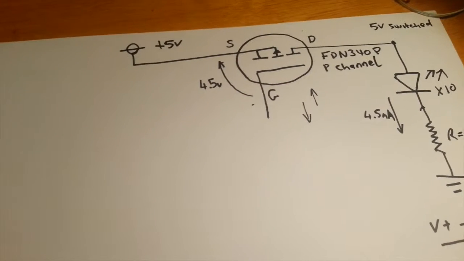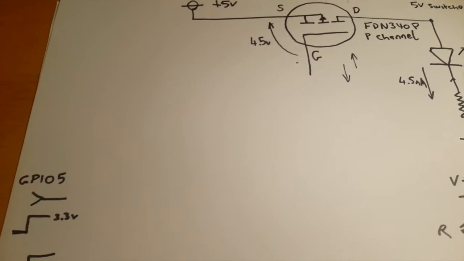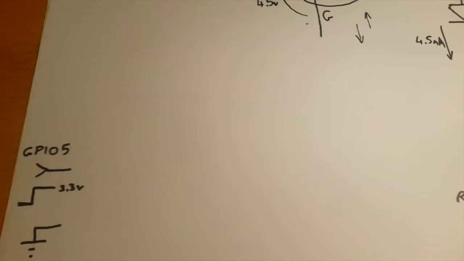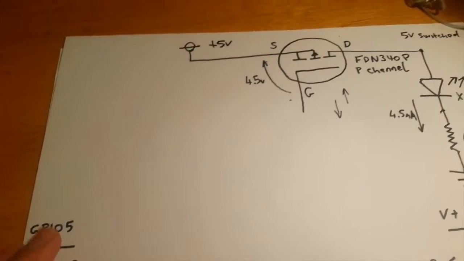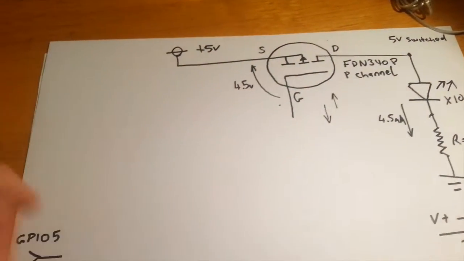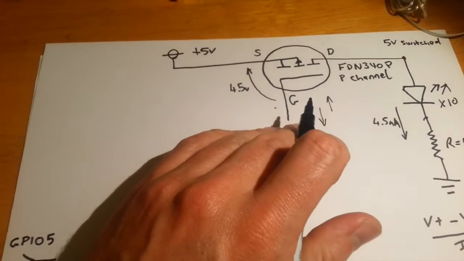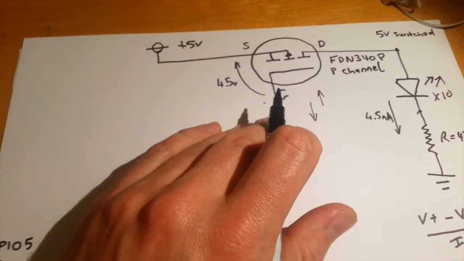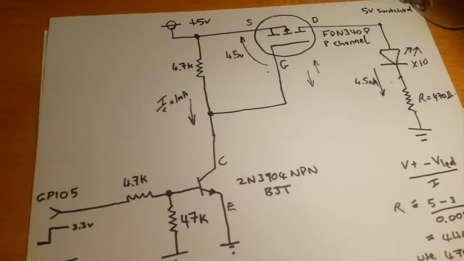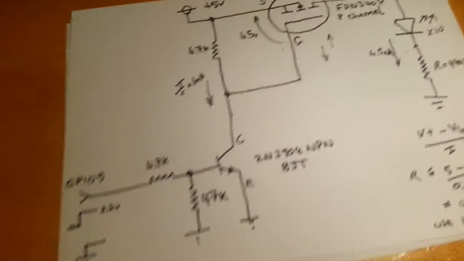So what we need to do is to interpose another stage of buffering between the GPIO pin here and the MOSFET to ensure that we can fully turn the MOSFET on and fully turn the MOSFET off. So here's what I've come up with in terms of another stage.